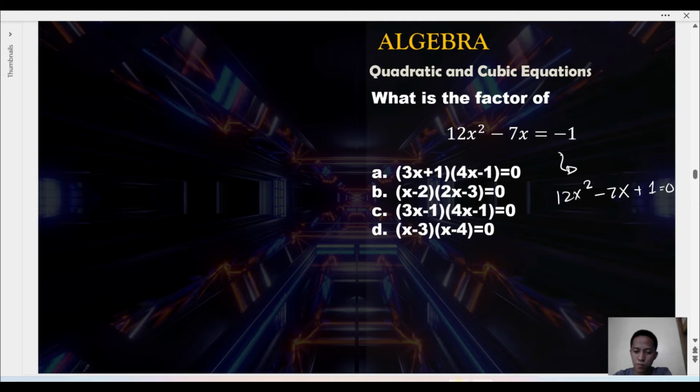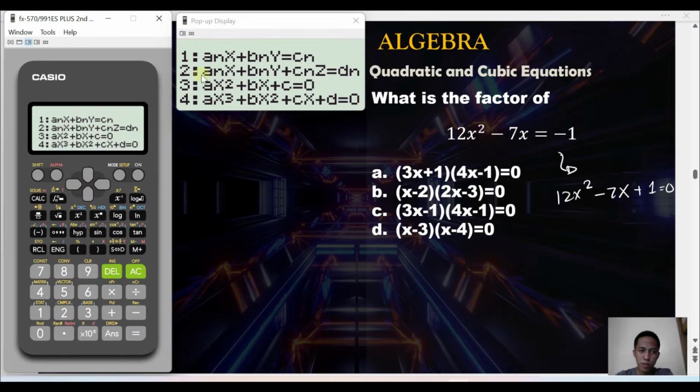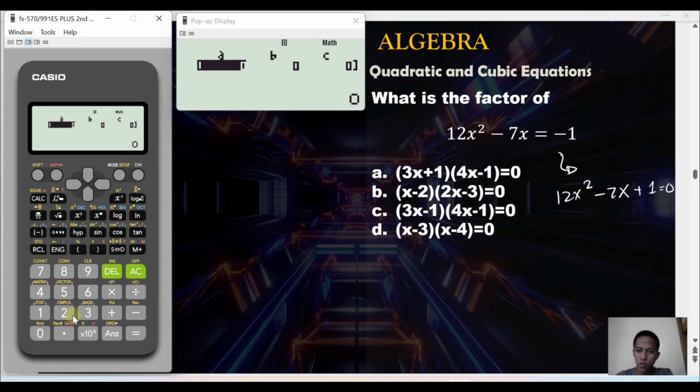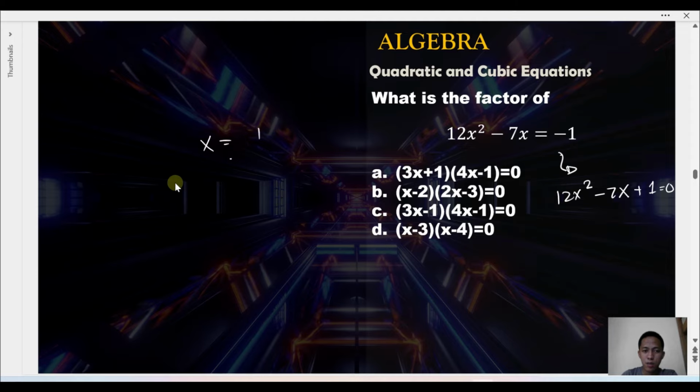So we can input the coefficients. Number 3 for quadratic. For x squared, the coefficient is 12. Equals. For b, that is negative 7. And for the constant, that is 1. So we press equals, guys. That is 1/3. Then x sub 2 is 1/4. Those are our roots: x equals 1/3 and x equals 1/4.